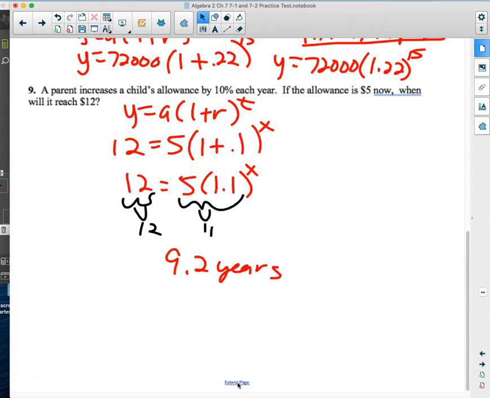Now, with this one, you start to think, well, if it were a bank, we would round it up and say they have to wait till 10 years. But this is somebody's parents. I mean, if the child goes up and says, well, could you just increase it a little bit more? Yeah, they're probably going to do that at some point. So we'll just leave it at 9.2. This is not a bank.